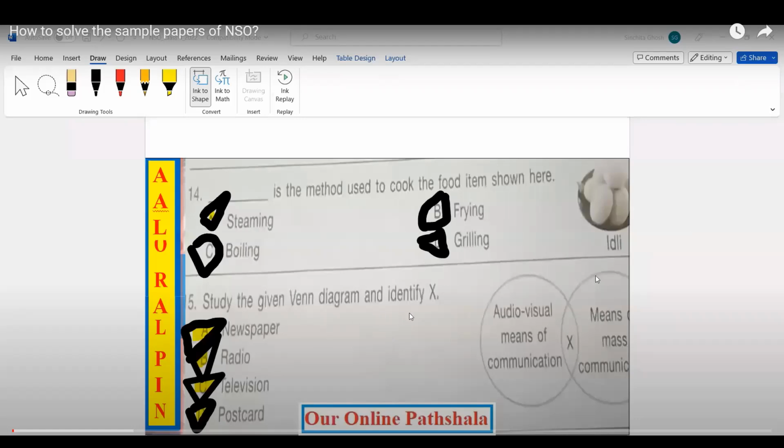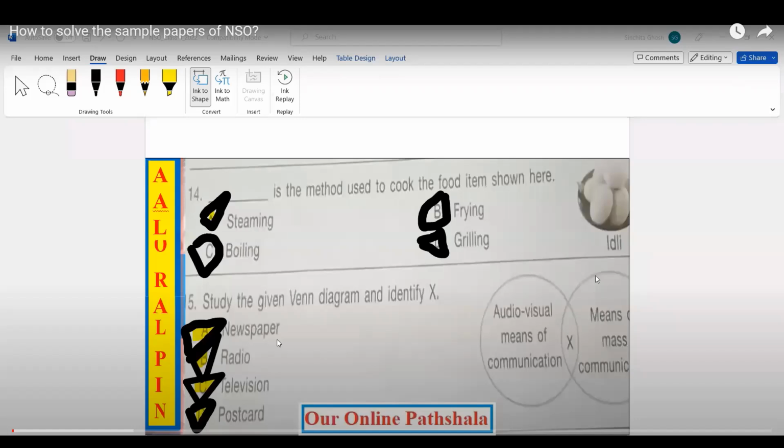Ma'am, X is the radio. X is? Radio. No. How can it be radio? X means such a means of mass communication which is both audio and visual. That is, which is used both for hearing and for watching. So it's not radio, beta. Ma'am, you can hear the radio, but you can't watch the radio. Yes, tell me. Postcard.